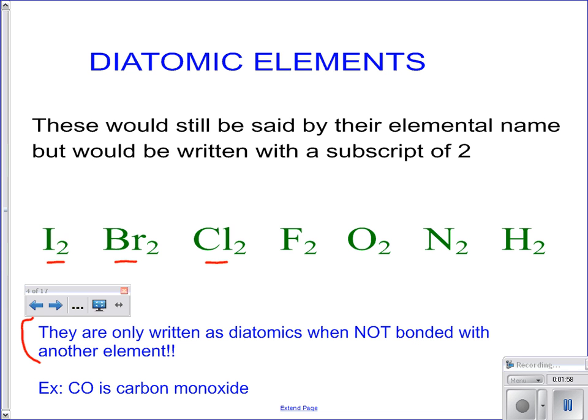So for example, carbon monoxide. Oxygen happens to be diatomic when it's elemental oxygen. It's written as O2. But if it's carbon monoxide, this is the chemical formula for carbon monoxide, I don't care that oxygen is diatomic in its elemental state. So CO is the formula that would be written. That really, again, comes to be an issue when we start writing chemical formulas, which is many units from now.